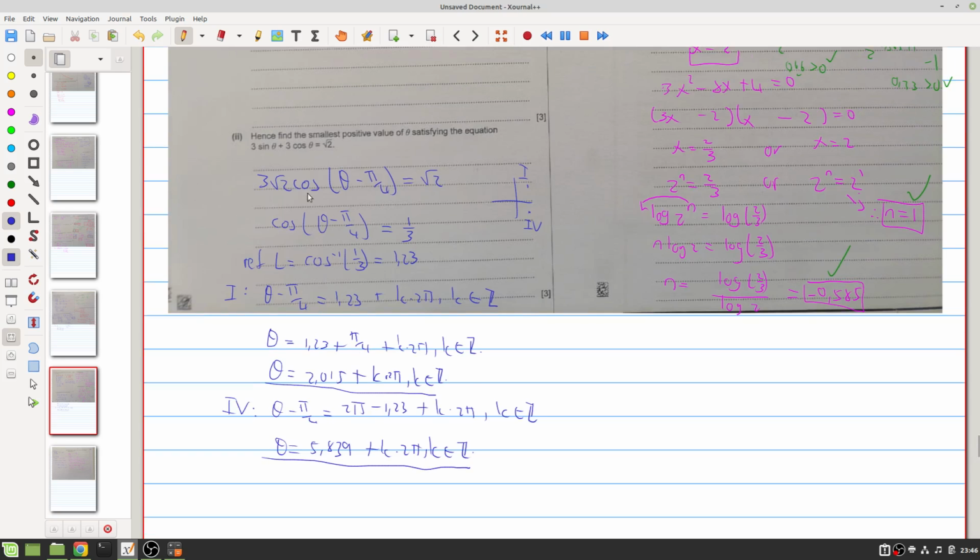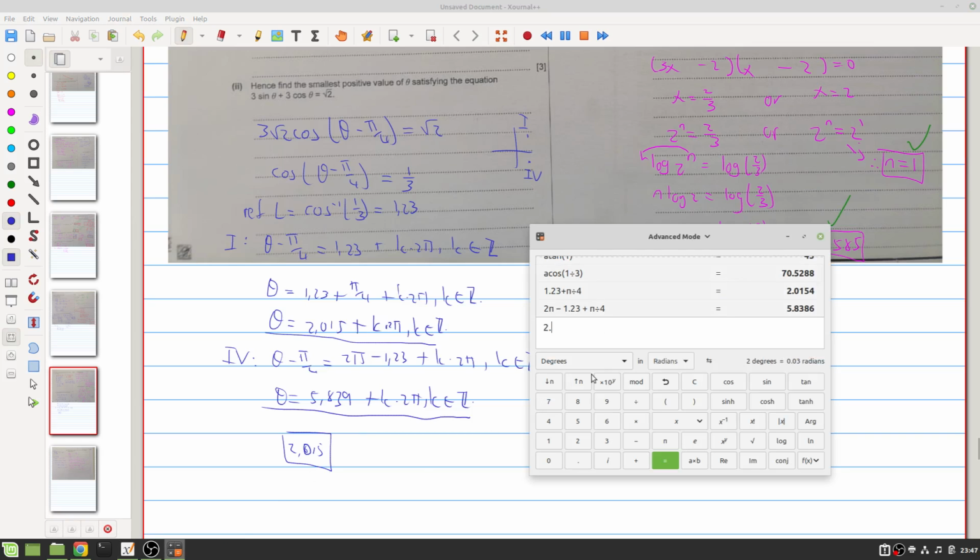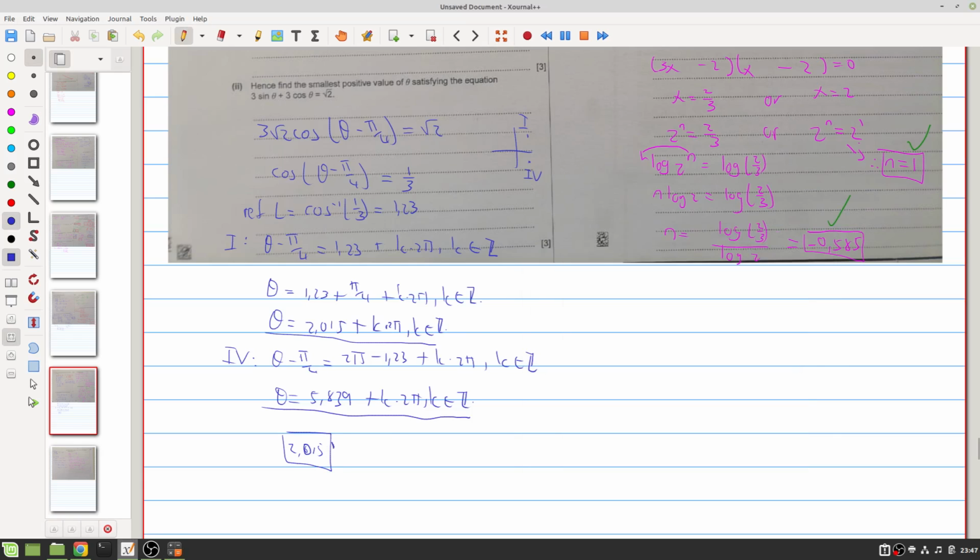But what do we want? We want the smallest positive value of theta. Okay, so that's just going to be this 2.015. Right, that's the smallest possible value of theta. Because if we make k negative 1 here, and we subtract 2 pi from 2.015, it's no longer positive, right? And if we add 2 pi to that, that's way too big. So this is the smallest value.